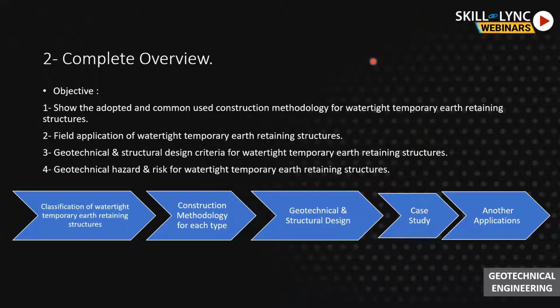Okay, so this is our overview. We have the classification for watertight shoring systems. Then we can jump to the construction methodology for each type. And after this, we can talk about the geotechnical design and structural design. And finally, the case study. And we can give some applications and advice at the end.